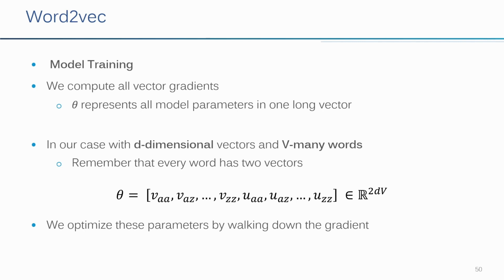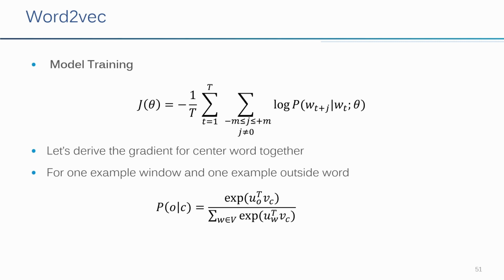Remember, V is our center word and U is our context word. Because of that, the entire dimension of parameters that we have to adjust is 2 times the dimensionality. That, again, is arbitrary. You can set how many dimensions you want, times the vocabulary, of course. And then we optimize these parameters by walking down the gradient, which we'll talk about later on as well.